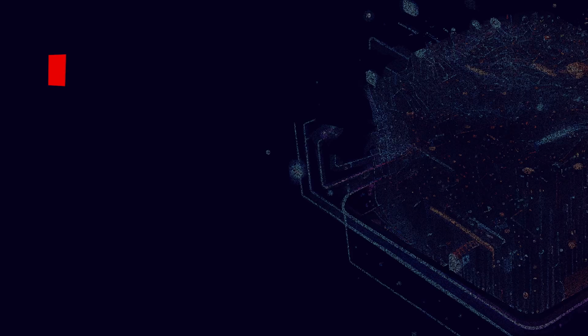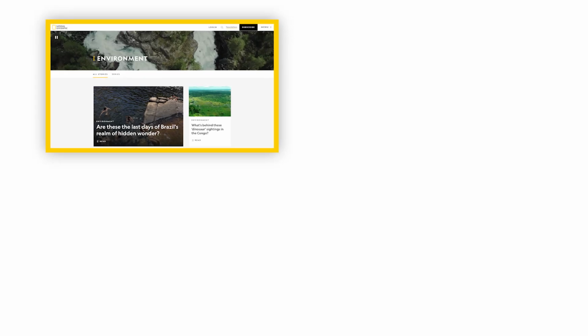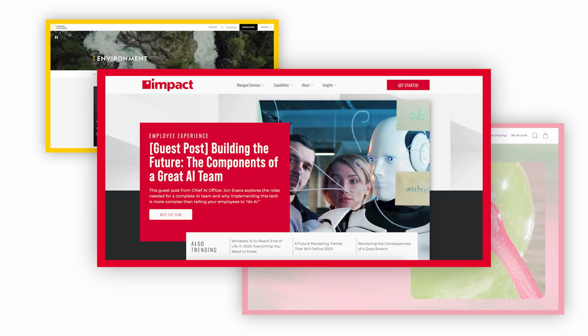A lot of websites you visit are likely static. Some examples of static websites include National Geographic, Billy's, and even Impact's website. Whether you're visiting the site from across the world or just down the street, it appears identical to everyone who visits it.